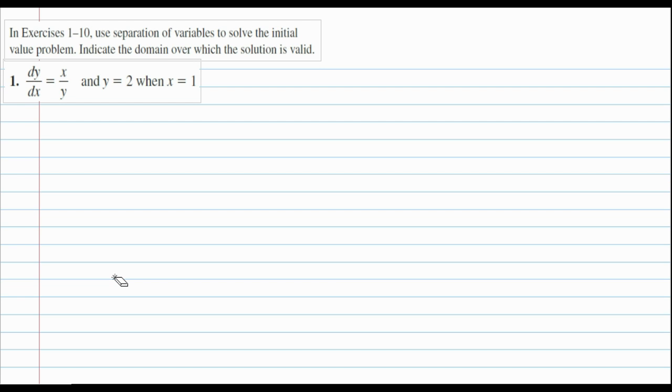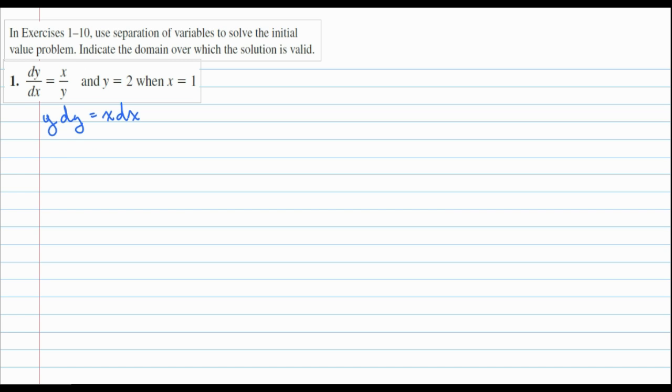Now try problem number 1 says use separation of variables to solve the initial value problem. Indicate the domain over which the solution is valid. Okay, so dy/dx equals x over y, and y equals 2 when x equals 1. So I'm first going to separate those variables. I'm going to get all the y's on the left side and the x's on the right side. So that means y dy equals x dx. Basically, I multiply both sides by dx and both sides by y.